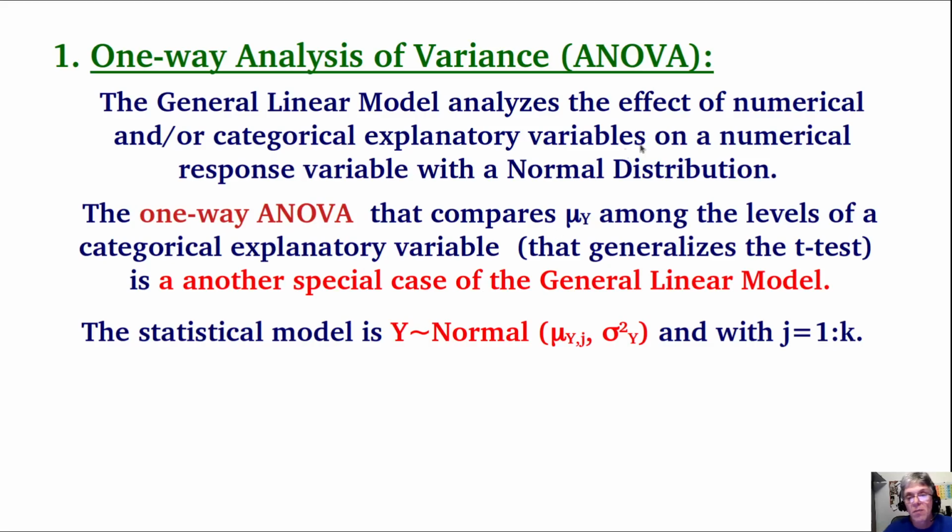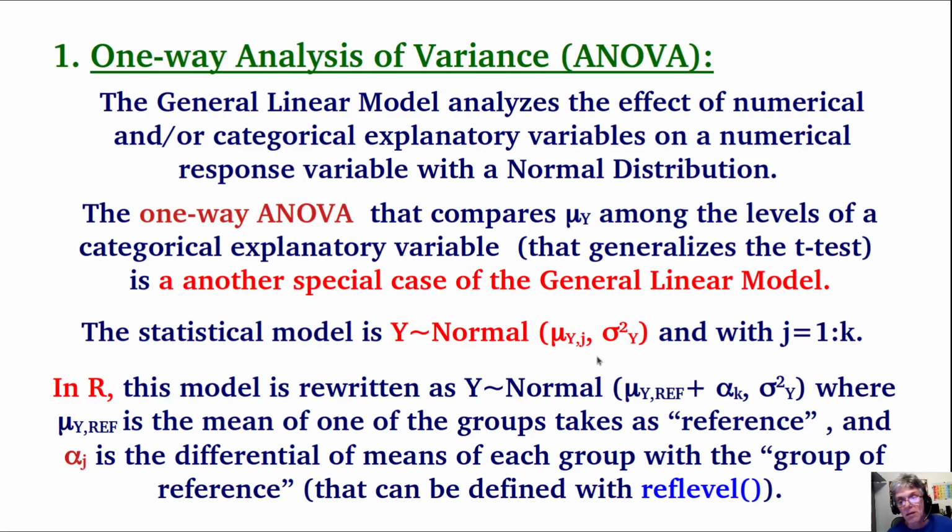The statistical model could be written as follows. The y is the response variable that has a normal distribution whose mean varies among the j groups, j being the number of levels that ranges between 1 and k. k can be any number, and sigma square is the variance of the response variable.